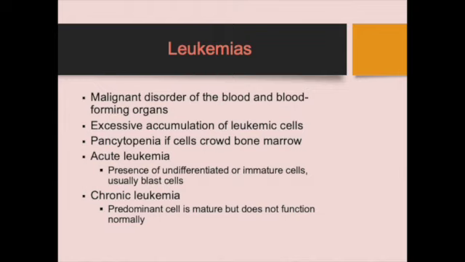When we talk about leukemias, we talk about acute and chronic. Acute means there's a presence of undifferentiated or immature cells, usually the blast cells. And with chronic leukemia, we have predominant cells that are mature, but they don't function normally.